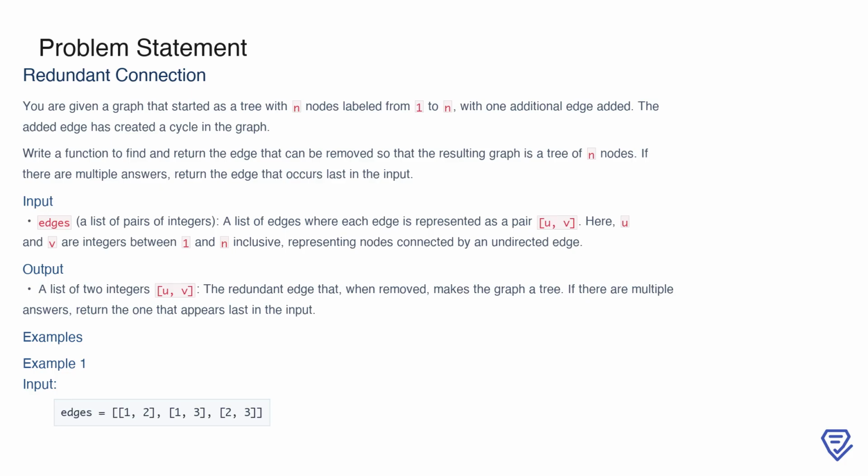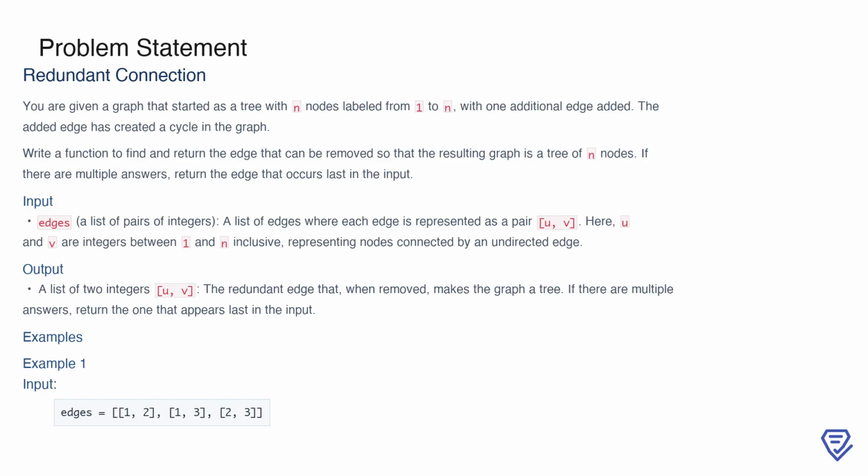The graph starts as a tree with nodes labeled from 1 to n. Then, one additional edge is added, and that extra edge creates a cycle in the graph. Our goal is to write a function that identifies and removes the edge responsible for the cycle, ensuring that the resulting graph becomes a valid tree once again.